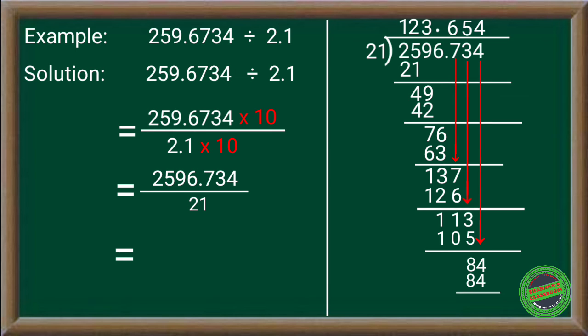If you get a remainder here, you need to insert some more zeros at the top and then bring down those zeros and then continue to divide. So our answer is 123.654. So let's see one more here.